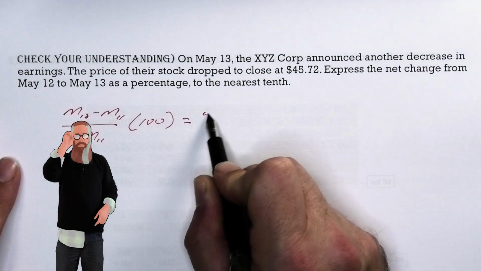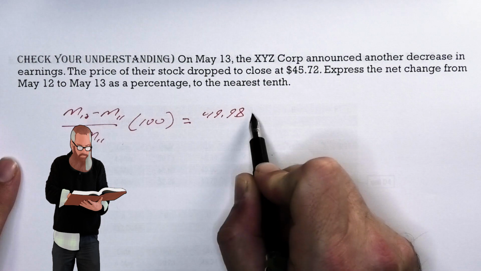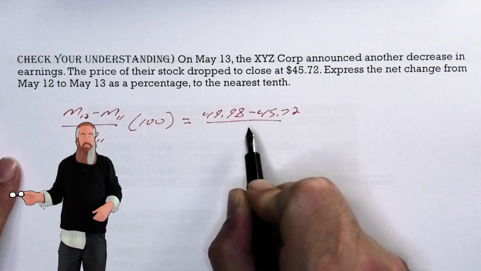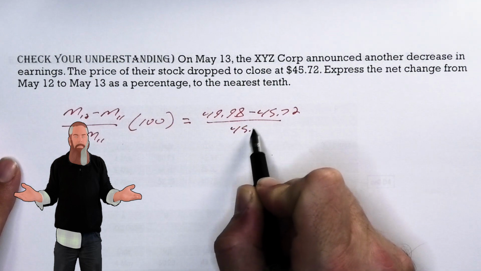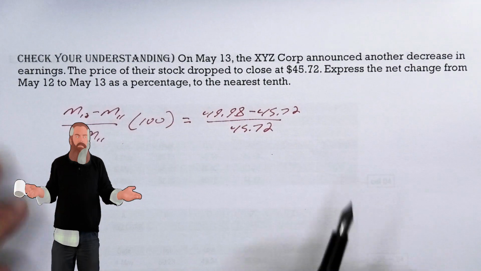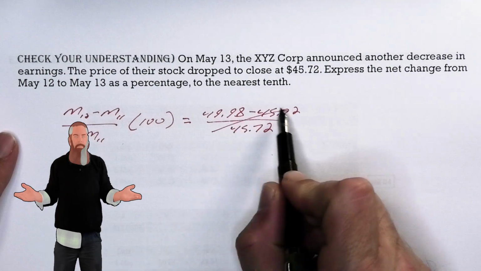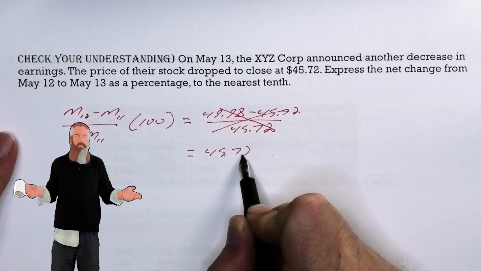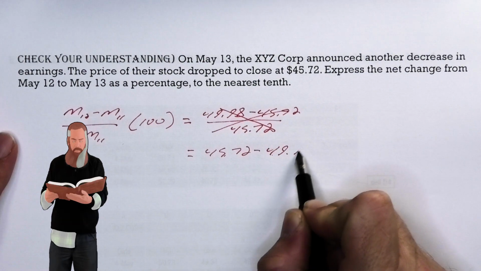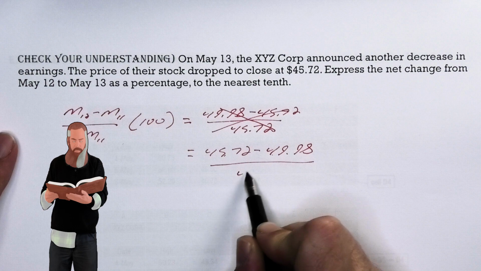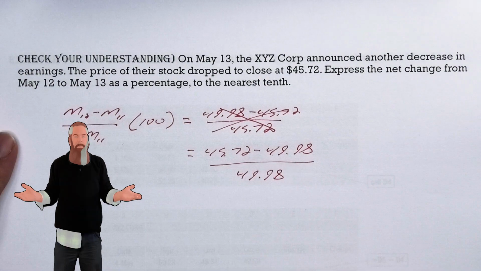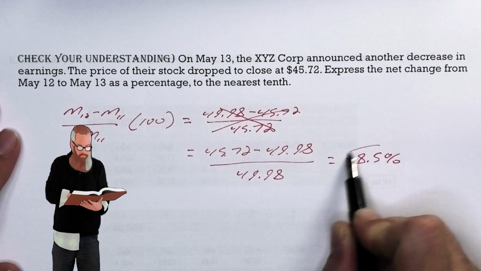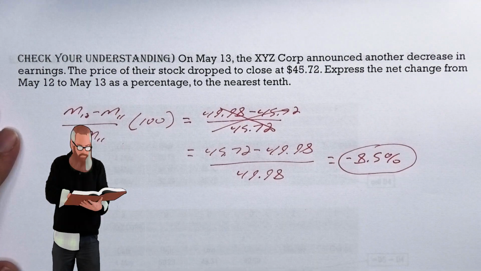This means that we're going to have $49.98 minus $45.72 divided by $45.72. Unless you set that up backwards the way I just did, and we're simply going to reverse these numbers, giving us $45.72 minus $49.98 divided by $49.98. This is going to give us a negative 8.5%. Mistakes are a part of math, and we should embrace them.